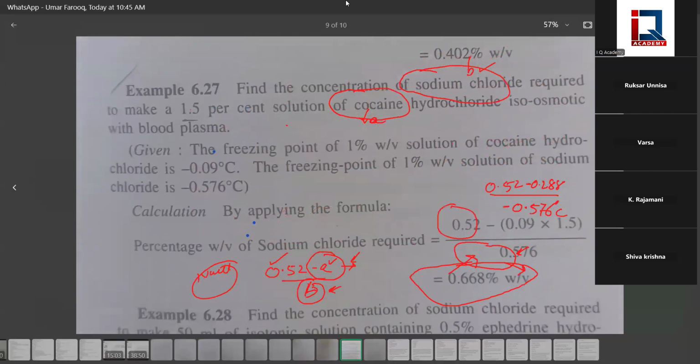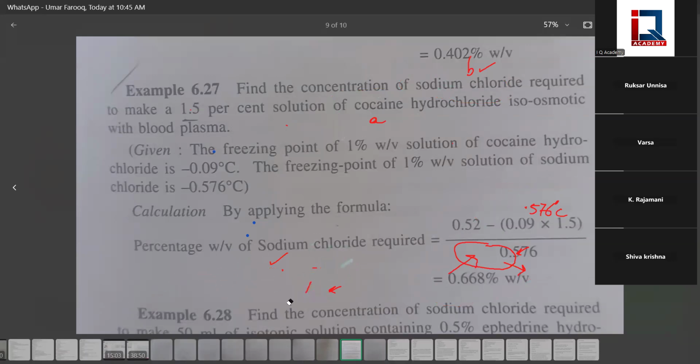Yeah, so let me erase this. Please note down the question or take a screenshot. Find the concentration of sodium chloride. The type of question has changed, see. Find the concentration of sodium chloride required to make 1.5% solution of cocaine hydrochloride isosmotic to the blood plasma.